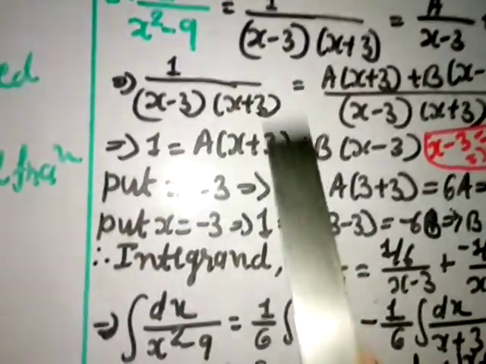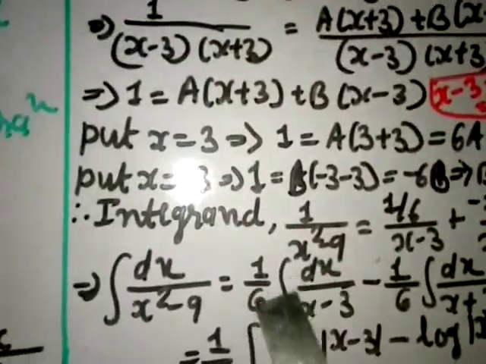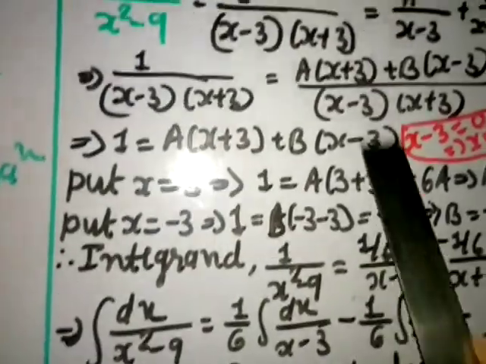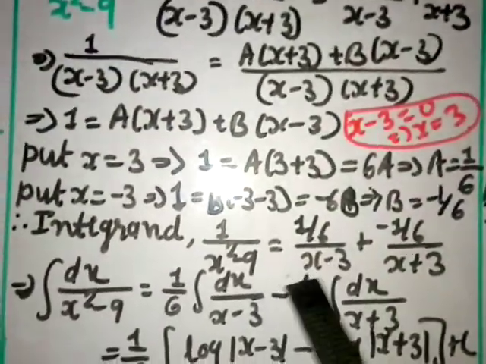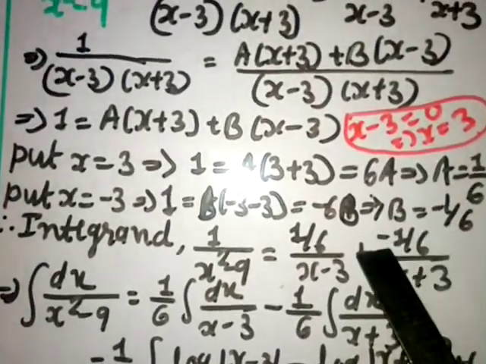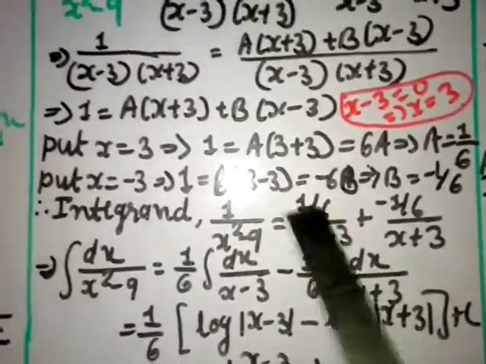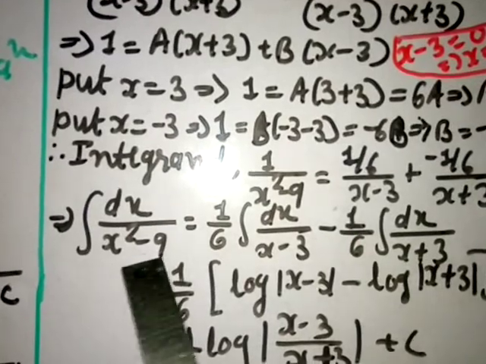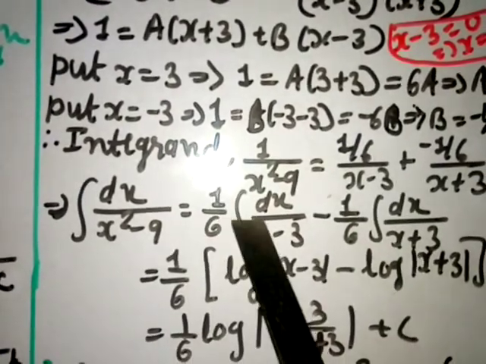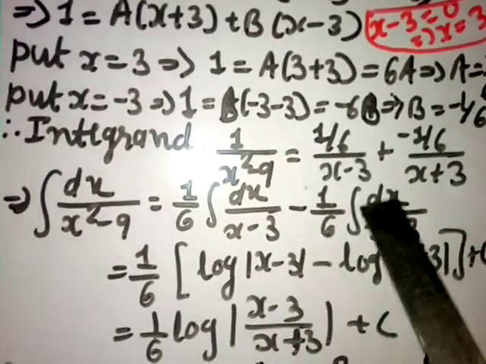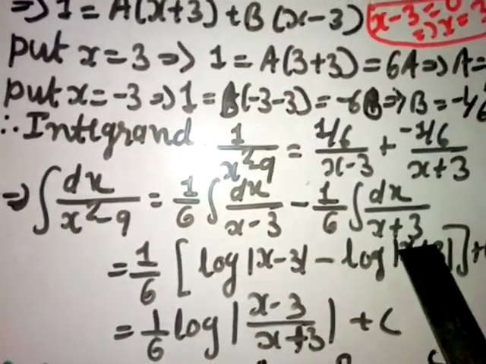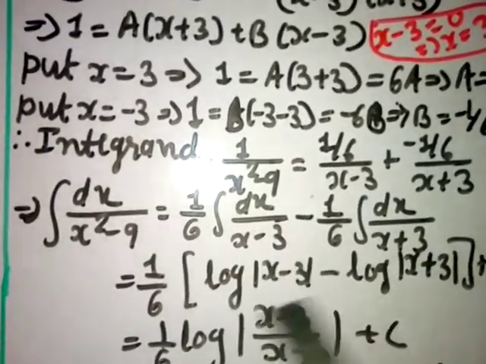Now the integrand 1 by x square minus 9 equal to, instead of a value, I'll put 1 by 6. So 1 by 6 divided by x minus 3 plus, instead of b, minus 1 by 6 divided by x plus 3. Okay, I am putting the value of b and value of a, and then integrate both the sides. So integral dx divided by x square minus 9 equal to 1 by 6 out of the integral dx by x minus 3 minus 1 by 6 out of the integral dx divided by x plus 3. Okay, now this is 1 by x form, 1 by x form.